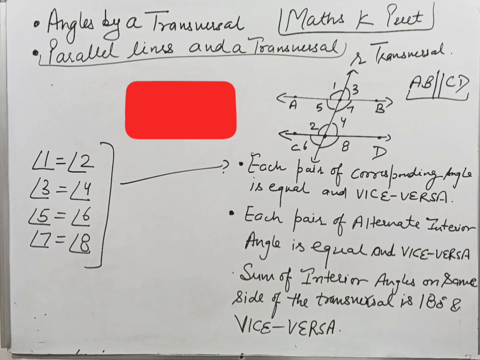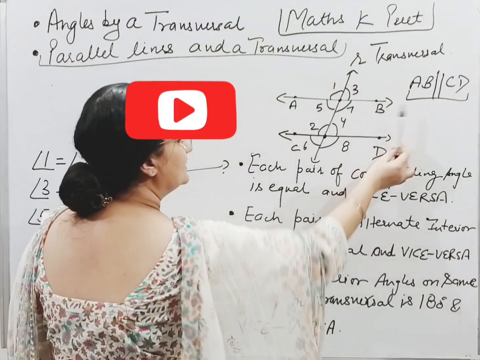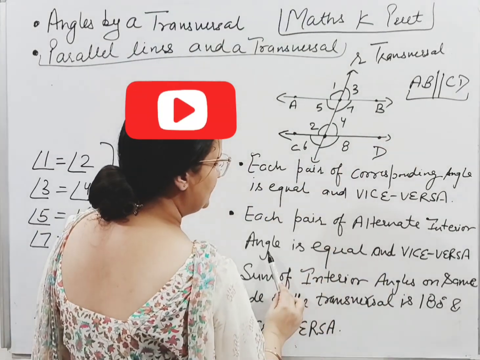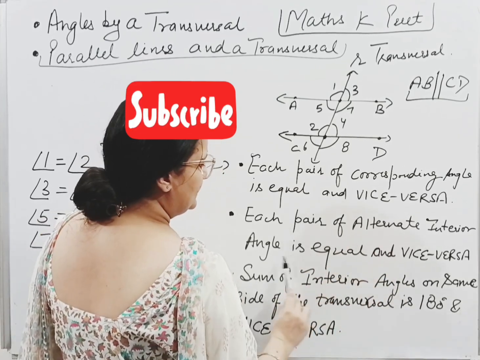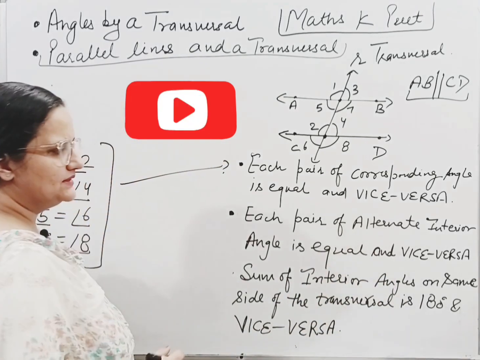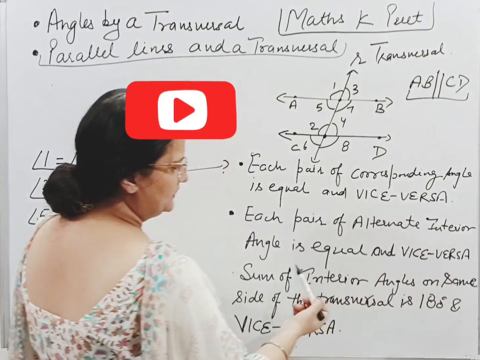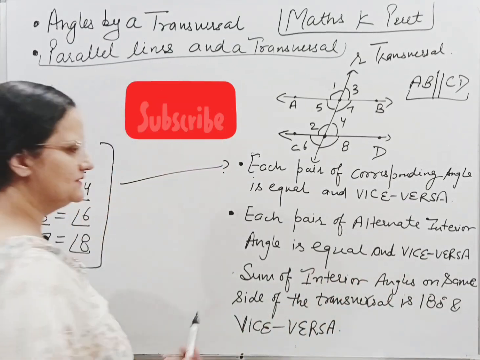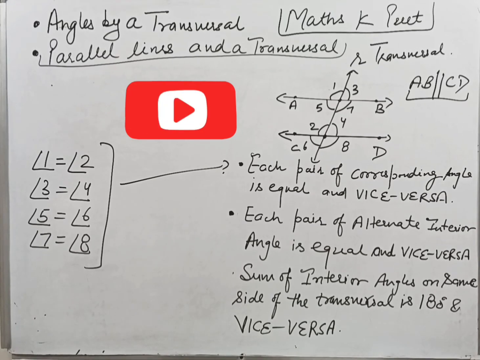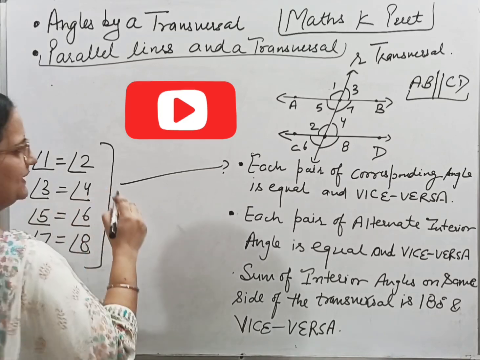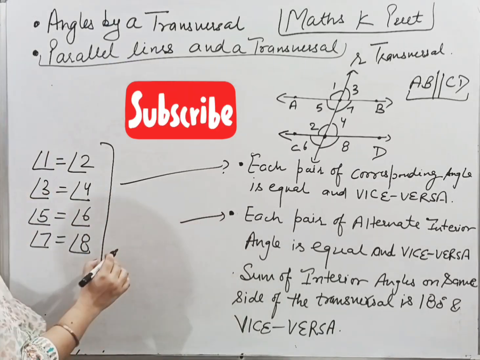when a transversal is intersecting two parallel lines, then each pair of alternate interior angles is equal, and vice versa. Basically this holds for alternate exterior angles as well, but this one is the useful one in the question. So we write alternate angles, or alternate interior angles, are equal and vice versa. So what are the alternate angles here? I am writing for this result.